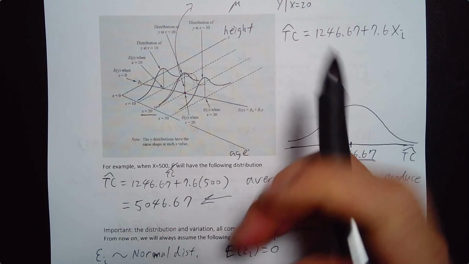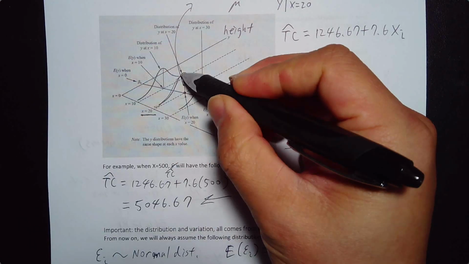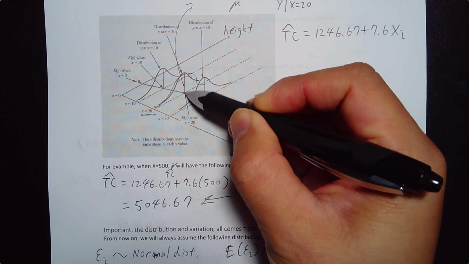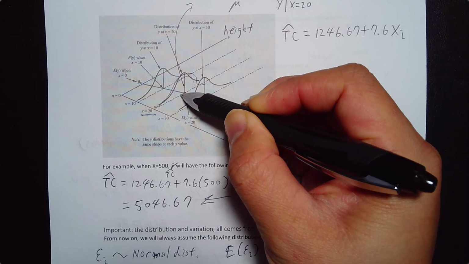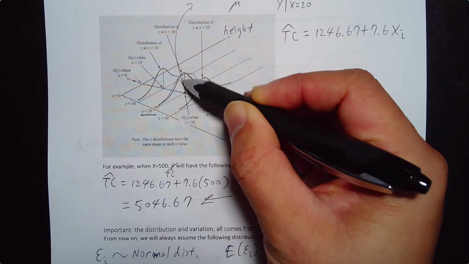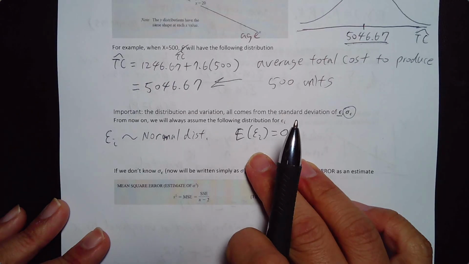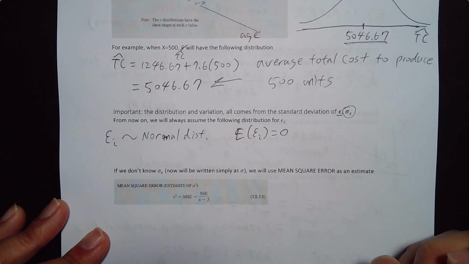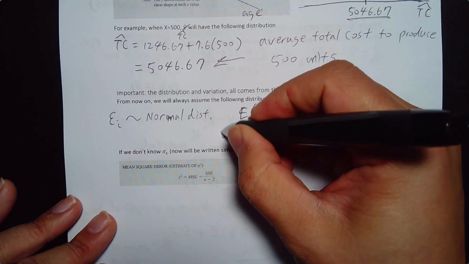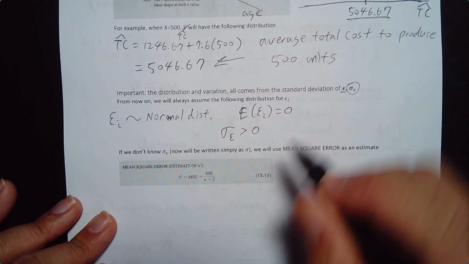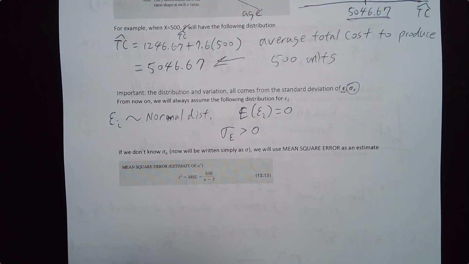If you look at this picture here, it's the same idea. If we look at 20-year-olds in the population, there are the same number of 20-year-olds below average and the same number above average. Again, no skewness. So that's what this represents. Then we also make the assumption that the variance of epsilon is greater than 0. This simply means that variation does exist.